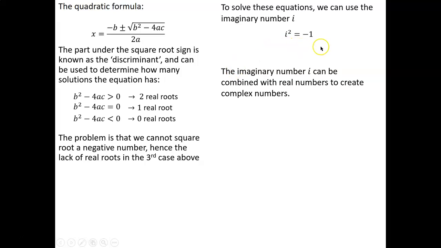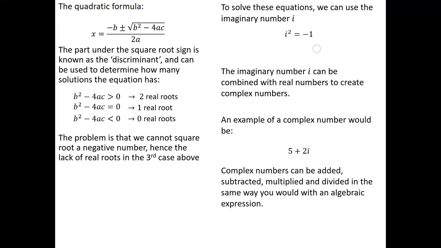We can combine our imaginary number with real numbers to create a group of numbers called complex numbers. This is an example of a complex number, which we would read 5 plus 2i. Complex numbers can be added, subtracted, multiplied and divided in the same way that we would with an algebraic expression.